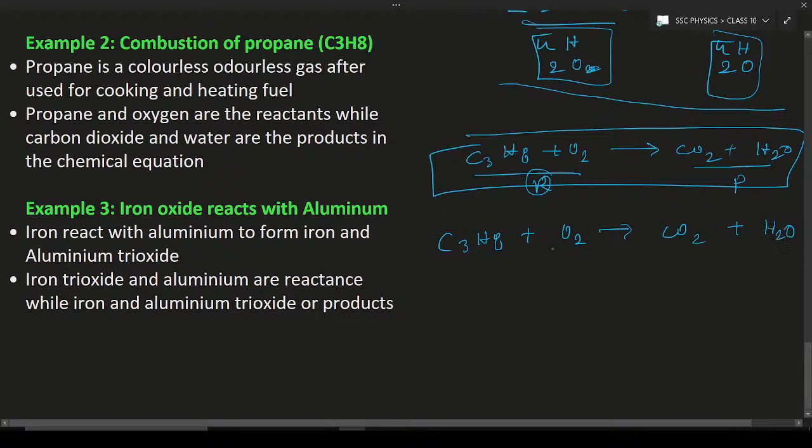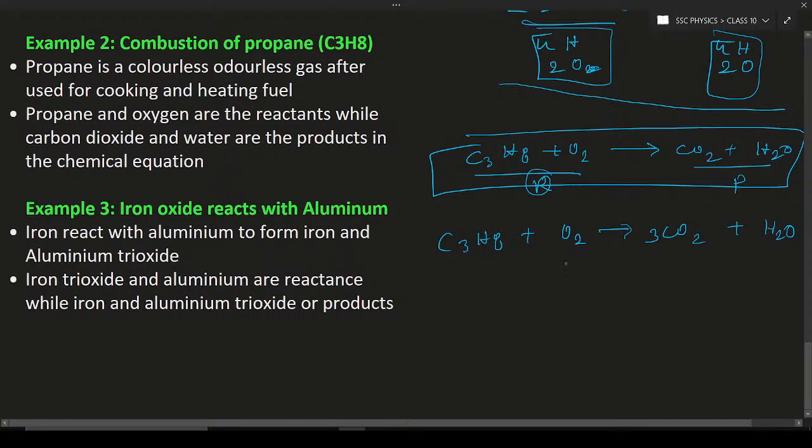Now count the number of atoms. How many carbons are there on the left side? Only 3 carbons. How many carbons on the right side? Only 1 carbon. So put the 3 carbons over here: 3 CO2, and the water molecule.